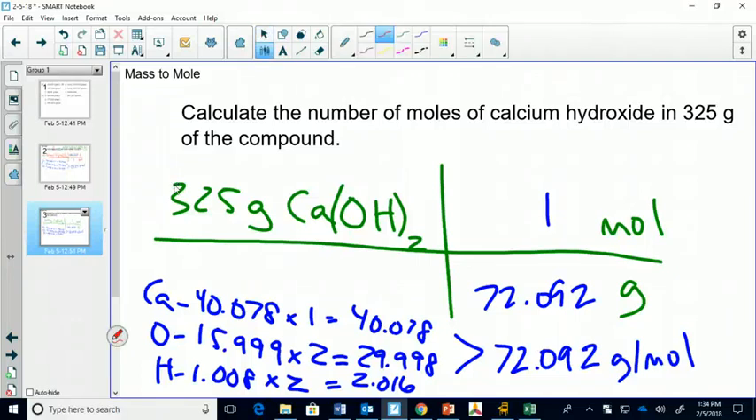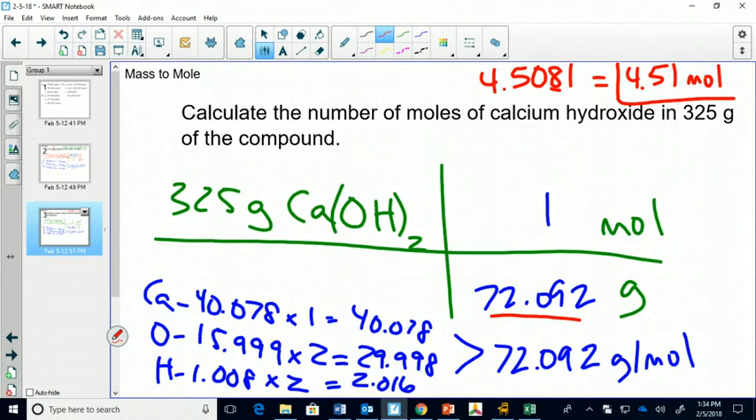So someone pop me an answer here. Sorry? Give me the whole number. 4.5. Okay, that's good. And again, I don't round my blue number. This number here I did not round, but my answer I do, because I started with only 3 significant digits, so I round it to 3, so it becomes 4.51, because that 8 tells the 0 to go up. And what's my units? Not grams. Moles. Good. Does that make sense, my friends?